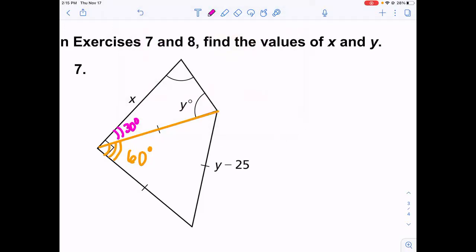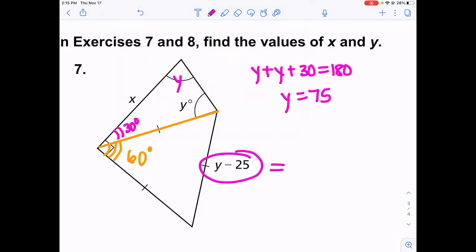Okay, so if this is y, then this is also y. And we know that y plus 30 should equal 180. Okay, so y is 75. Now, if y is 75, what does this side equal?